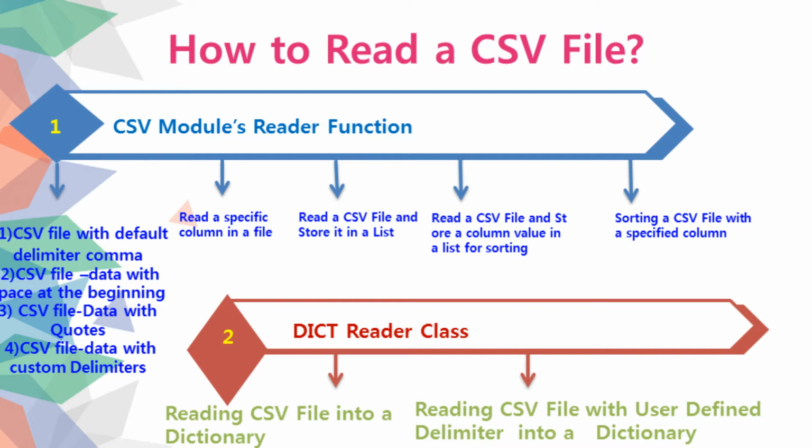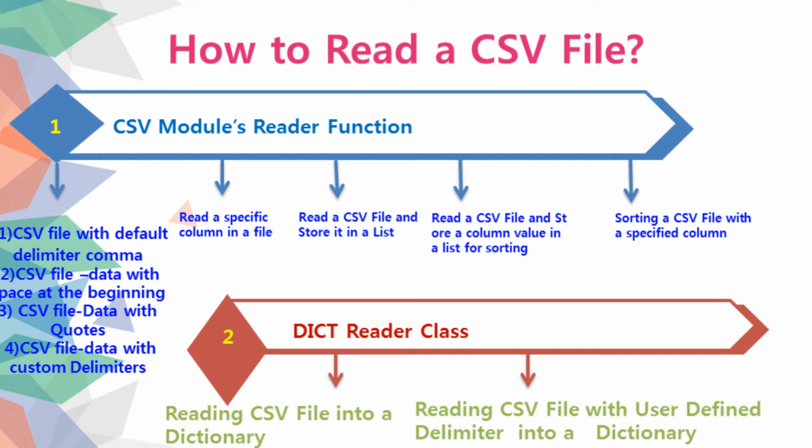Apart from this, we can read a specific column in a file. We can also read a CSV file and store it in a list. Read a CSV file and store a column value in a list for sorting. Sorting a CSV file with a specified column. And the second method is the DictReader class. In this DictReader class, we are going to divide it into two parts. First one is reading a CSV file into a dictionary. Second one is reading a CSV file with a user-defined delimiter into a dictionary.